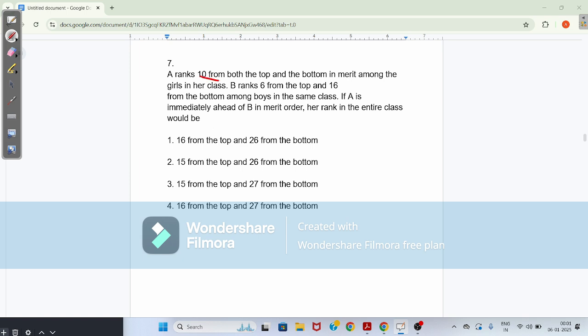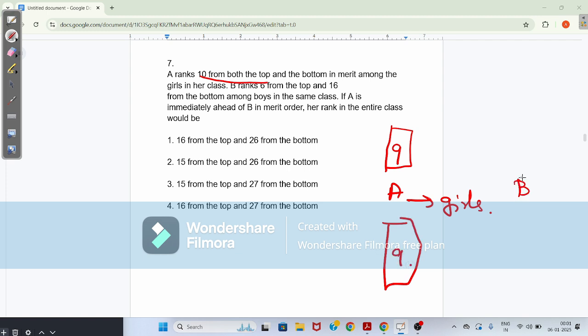A's rank is 10 from the top, so there are 9 members above A, and A is in the bottom of the merit among the girls, so this is a girl, and the bottom also has 9 members. Okay, B's rank is 6 from the top, so 5 members are above B, and 16 from the bottom means 15 members are below B here. So this is the boy.